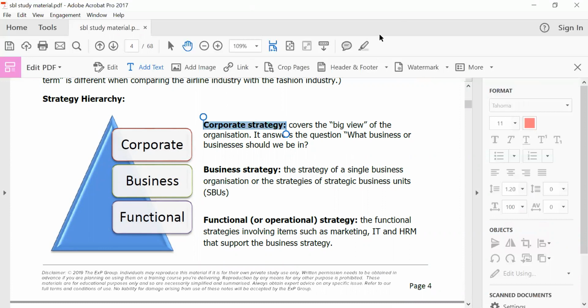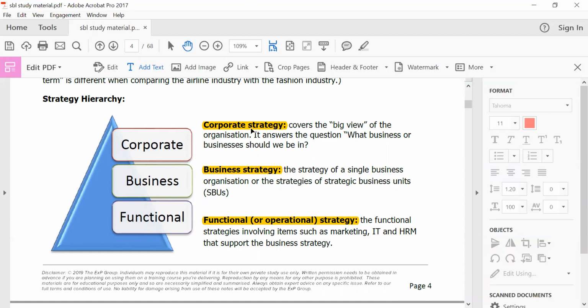Let me highlight that also in yellow. Corporate strategy. And what do you mean by a corporate strategy? It can be a corporate strategy. It can be a business strategy. It can also be a functional or operational strategy. So let's look at them one after the other. The first strategy is corporate strategy, and it covers the big view of the organization.